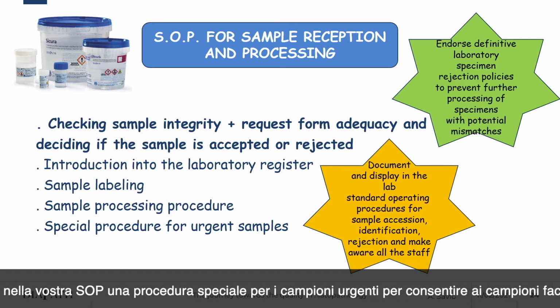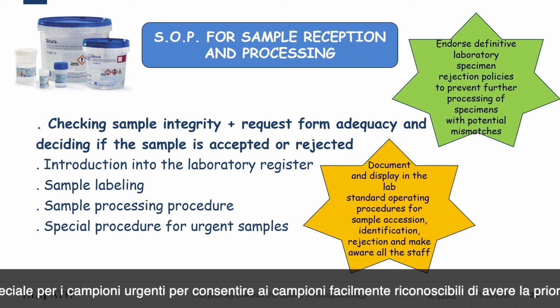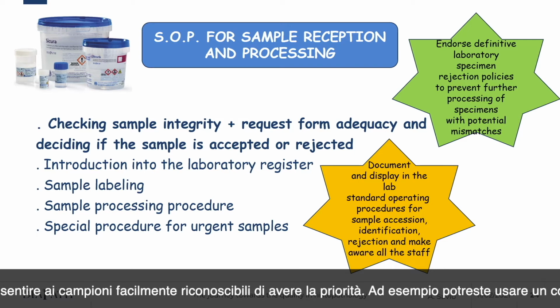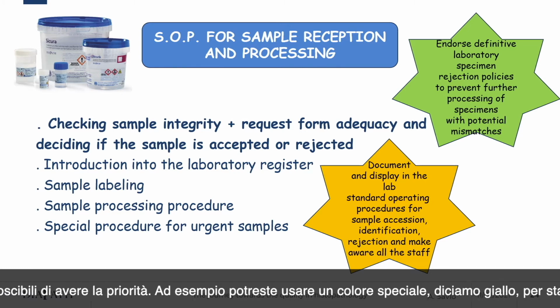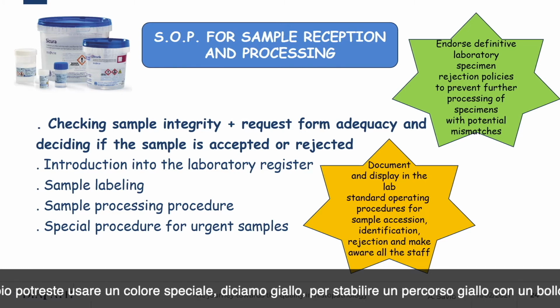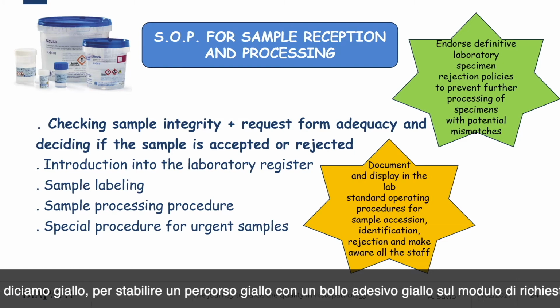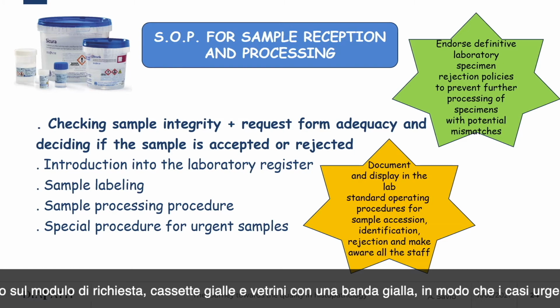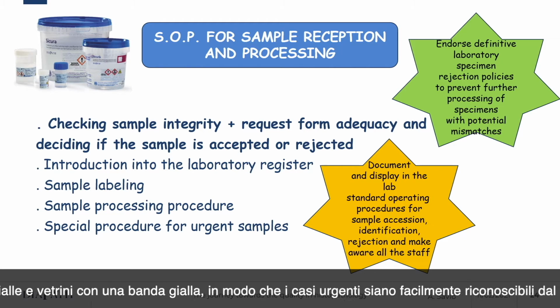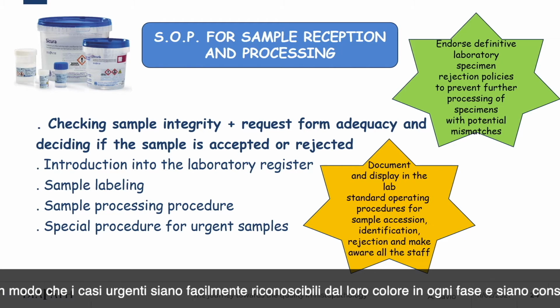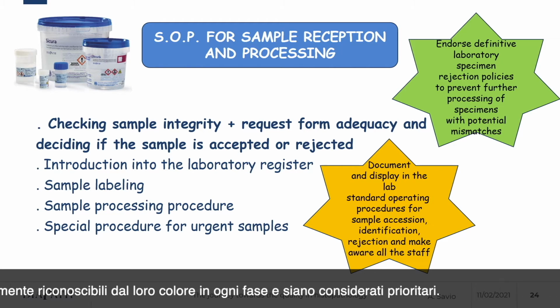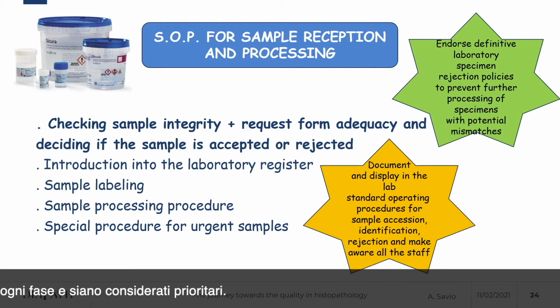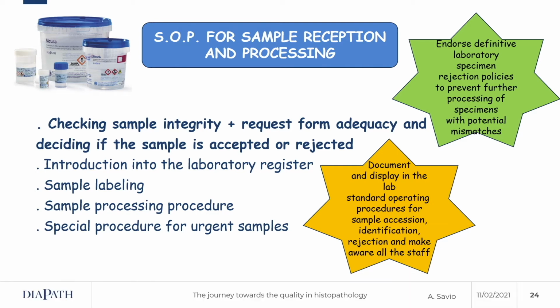Establish, whenever possible, in your SOP, a special procedure for urgent samples so that they can be easily recognized and prioritized. As an example, you could use a special color, let's say yellow, to establish a yellow track with a yellow sticker on a request form, yellow cassettes and slides with a yellow band, so that urgent cases are easily recognized by their color at each step.